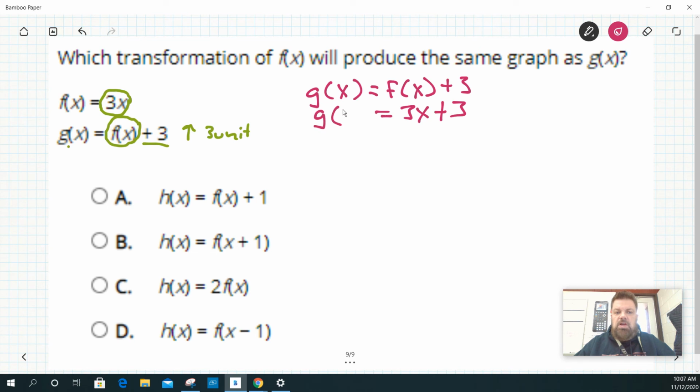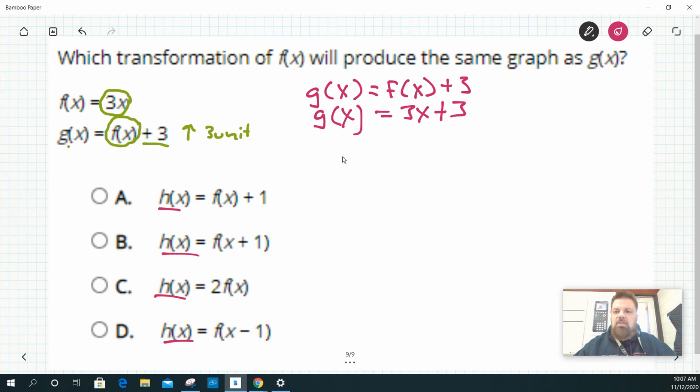So one of these gives me the same effect. One of these h of x's will do the same thing. It's written a little differently, but we've got to figure out how or what it does.